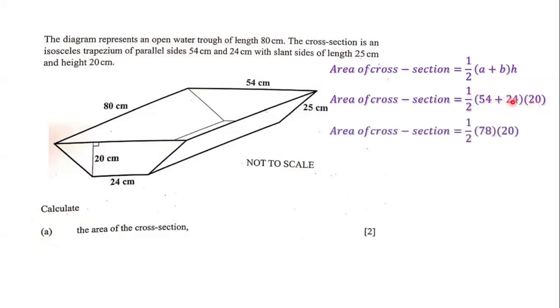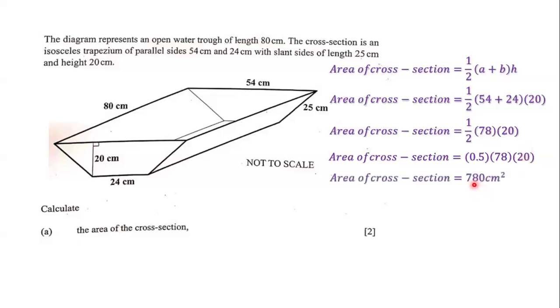Now what is 54 plus 24? 54 plus 24 is 78. And so we have 78 and we have 20 right there. So we have half times 78 times 20. What we do here is we take a half and turn it into a decimal, so it's 0.5. So we have 0.5 times 78 times 20. When we multiply them together, we get 780 centimeters squared. So the area of the cross-section is equal to 780 centimeters squared.